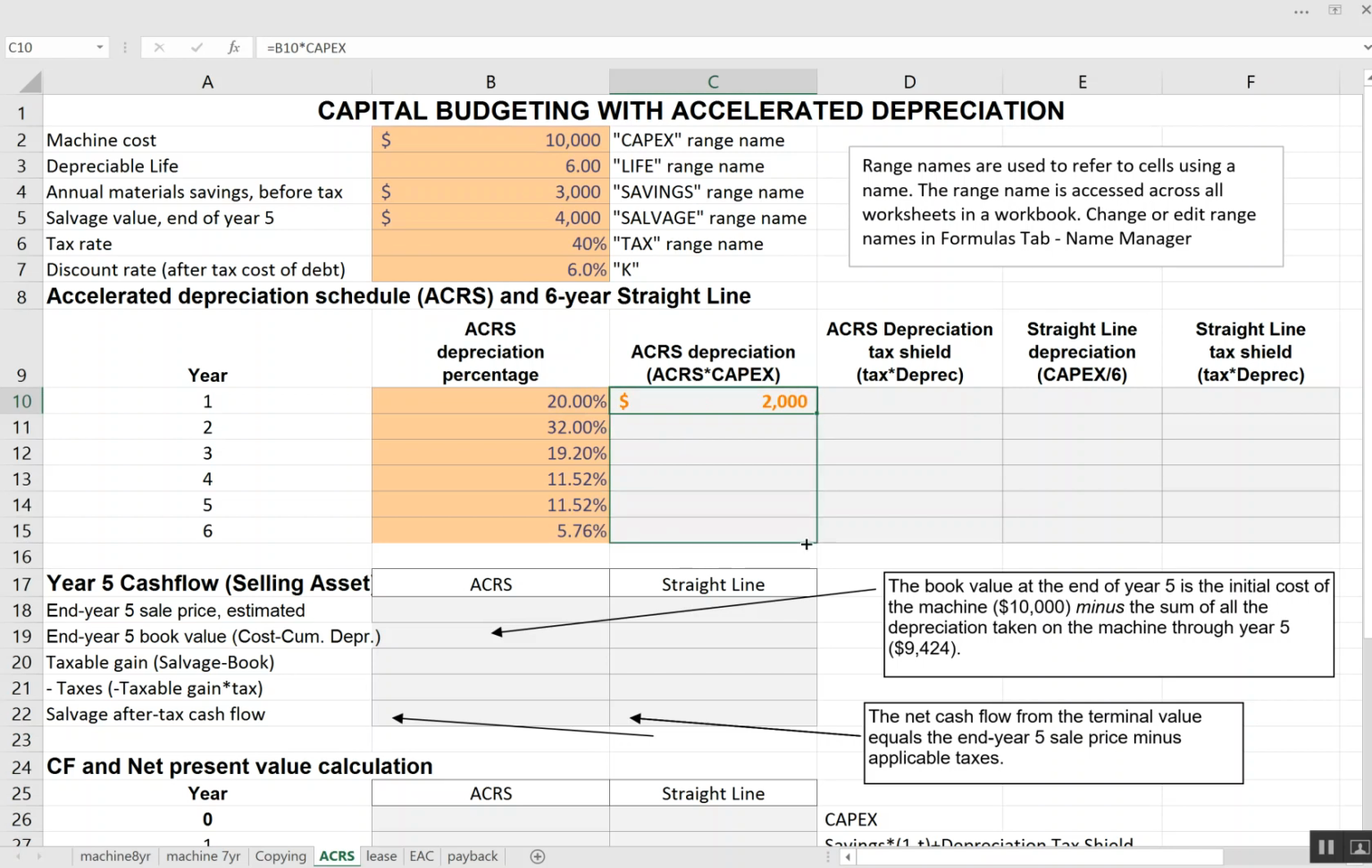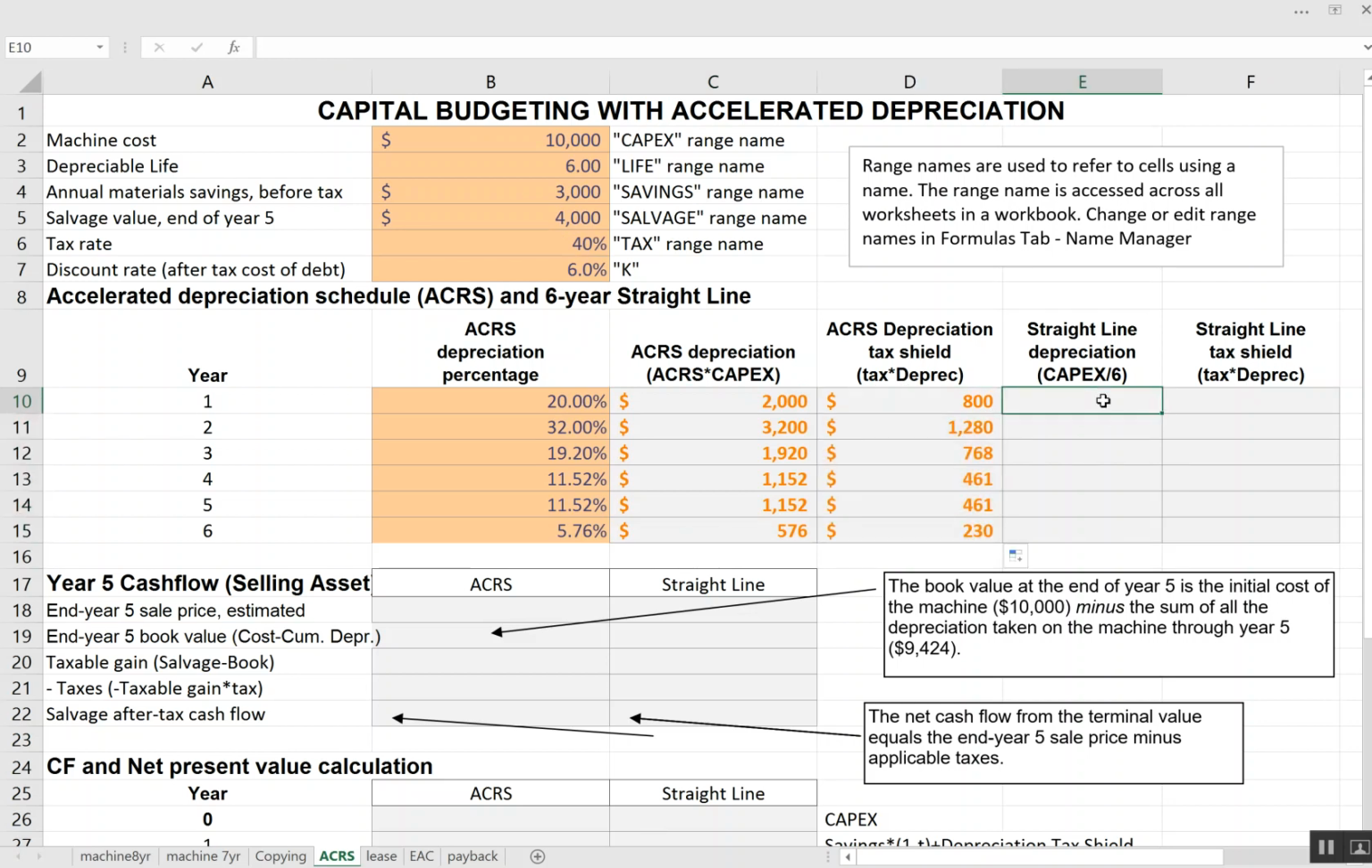I'll copy that down. So this is how I'm going to depreciate my $10,000. If I sum it up, it'll be $10,000. And that depreciation expense, if I multiply that times the tax rate, is going to be my tax savings, the cash flow impact of that depreciation.